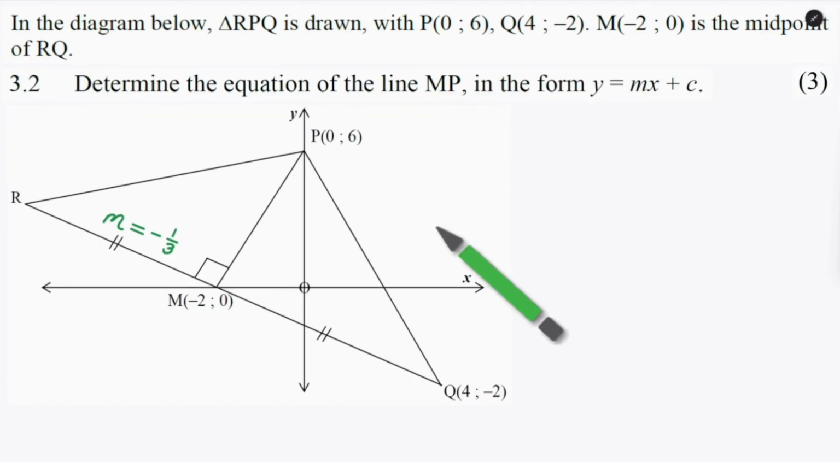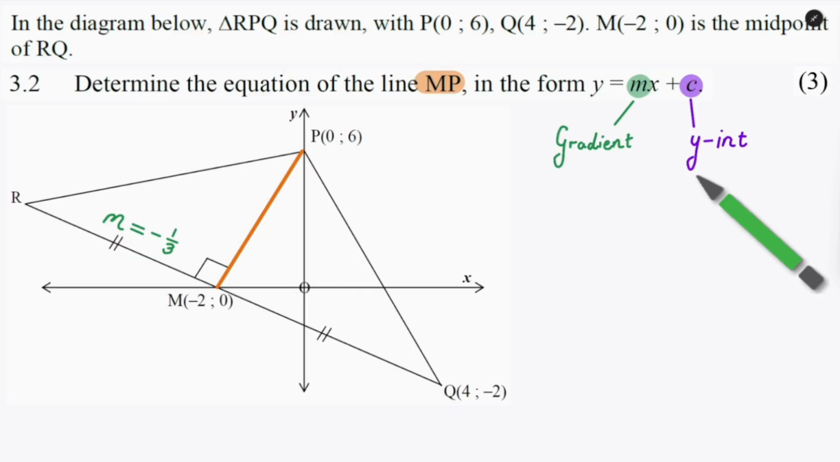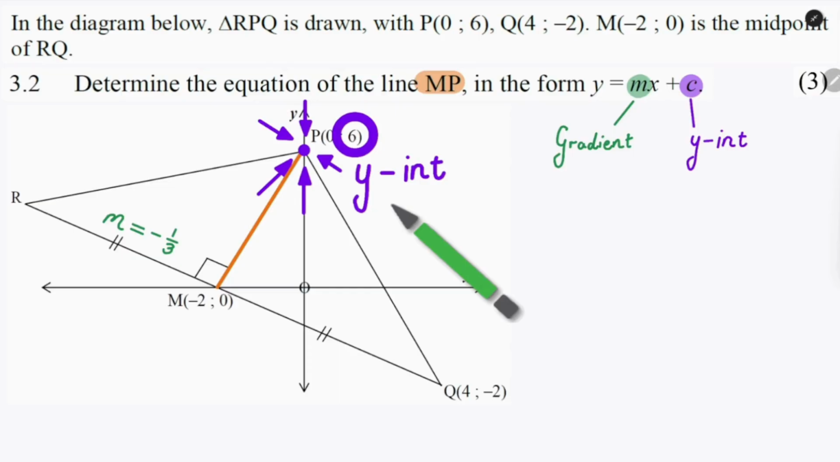In question 3.2, we need to find the equation of the line MP in the form y equals mx plus c. So I'm going to represent MP with this orange over here. And let's analyze what y equals mx plus c is all about. So the letter M is representative of your gradient, and the letter C is representative of your y-intercept. And if we go to that orange line, oh my gosh, look at that. There's the y-intercept. So let's pop it in.